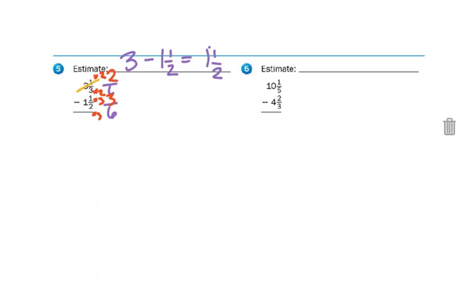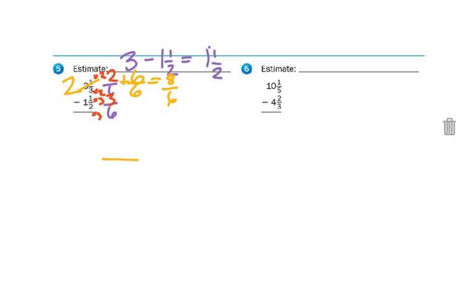I'm going to borrow from the 3 and make it equal to 2. My denominator is 6, so I'm going to change that fraction to make sure it's 6. I borrowed 1 whole, so if I put the same number on the top as I did the bottom, that fraction equals 1 whole. Add it with what's already there. 2/6 plus 6/6 is 8/6.